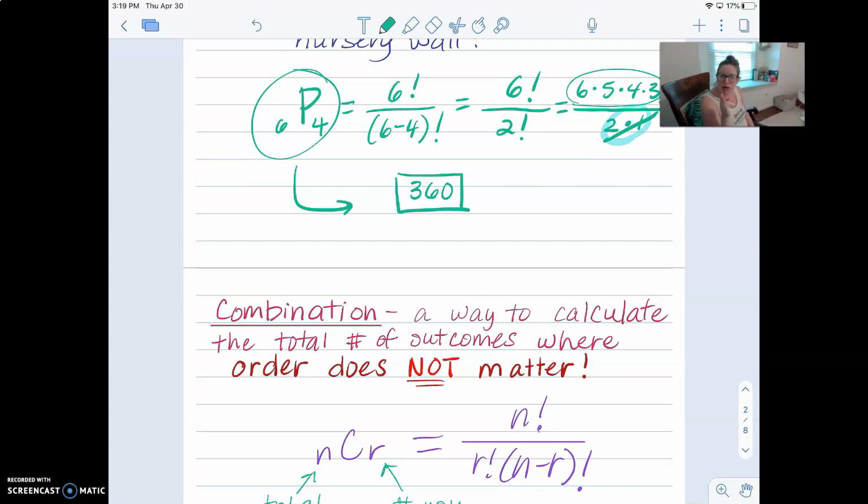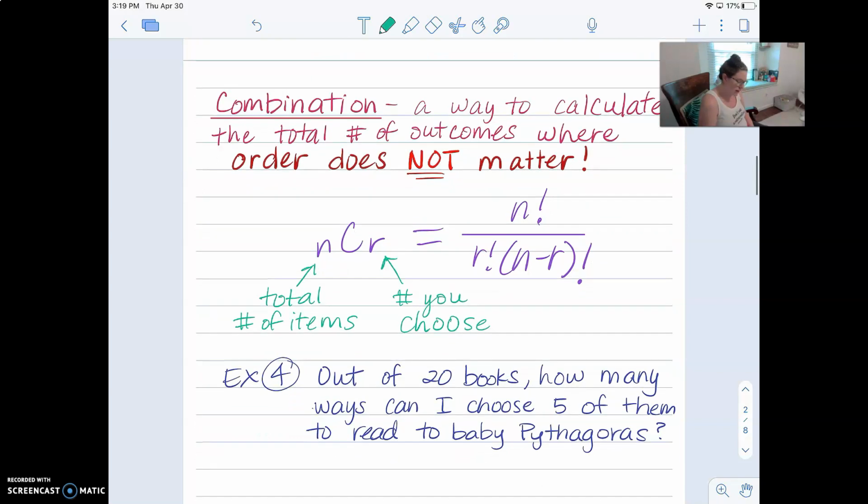But each time I arrange them, it changes the order, right? If I have one in front of the other. So the arrangement matters. The order matters. In a combination, the order doesn't matter. So another way to think about combination is the word choose. I'm just choosing 4 of these out of 6. I'm going to explain this in a second, but it's very similar to a permutation.